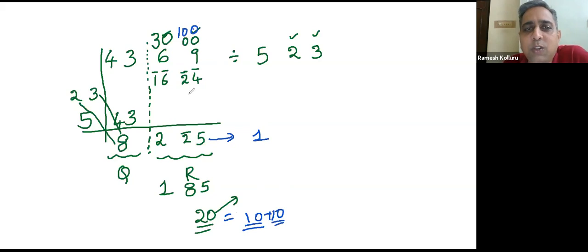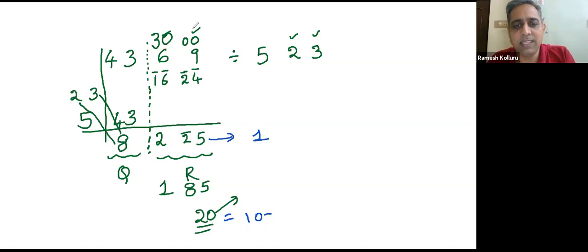So 10 minus 2 is 8. And 9 minus 4 is 5. So different ways of getting it. But both ways you are going to get the same answer. With this blue color as of now, we will learn only one thing. Don't confuse. You can note it down.